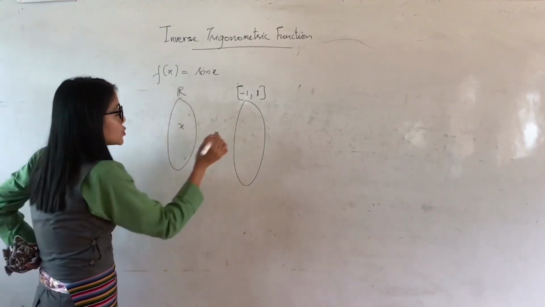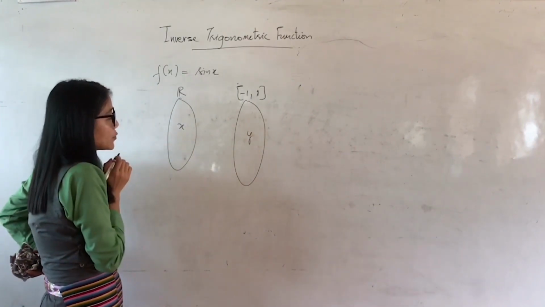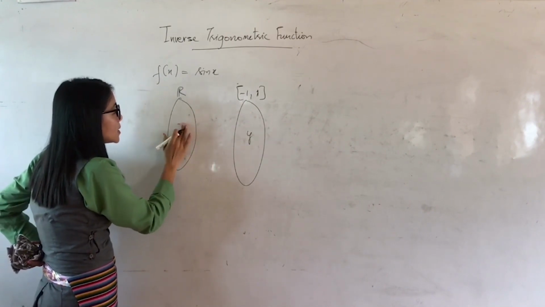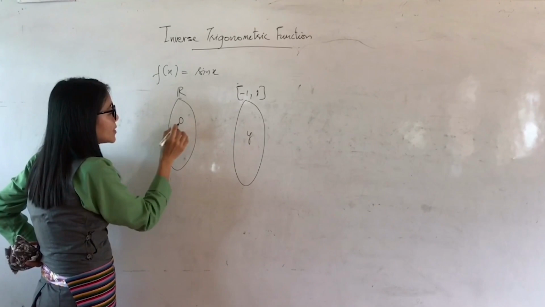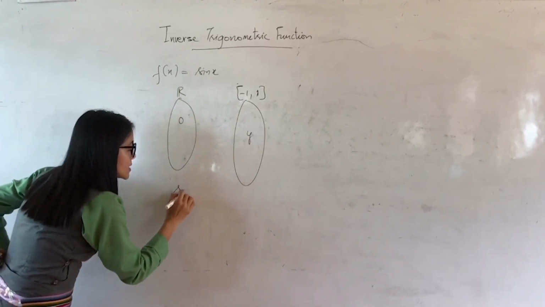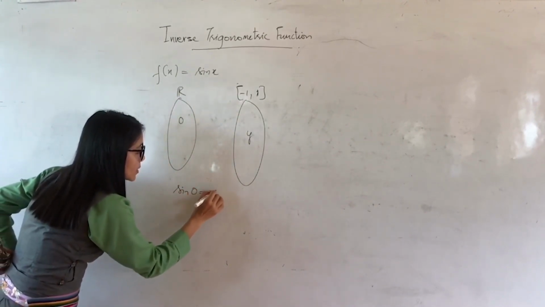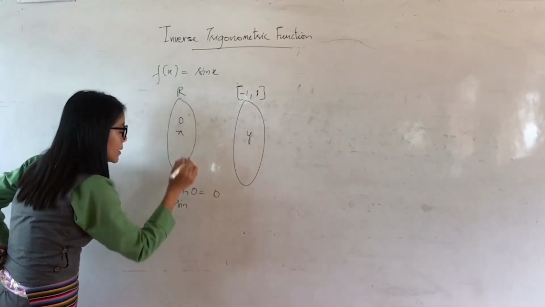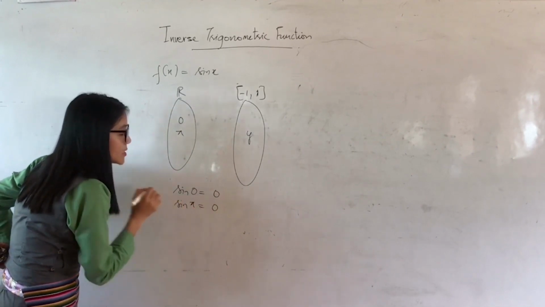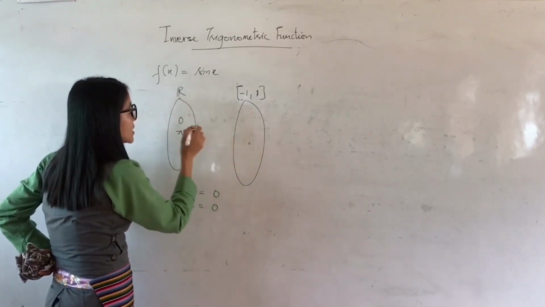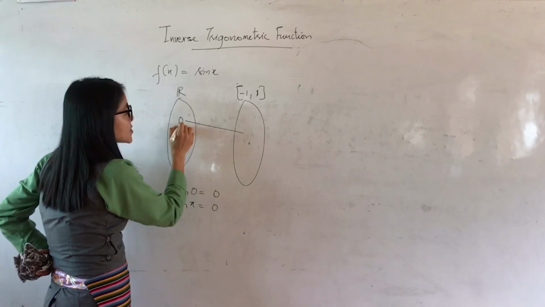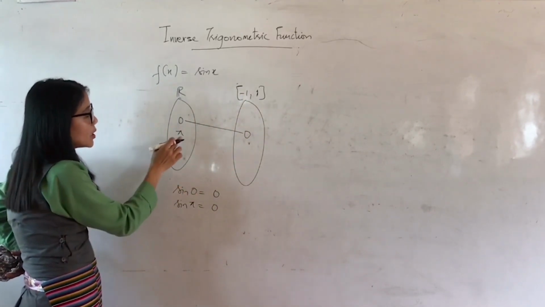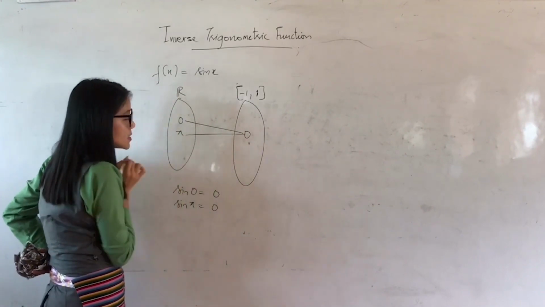Okay, so I'll get a value y over here. Now here in the real numbers, if I take 0, then what is sine of 0? I get 0, right? If I take pi, what is sine of pi? Again it is 0. So now you can see here, the image of 0 under the function sine is 0, because we know that sine of 0 is 0. Also sine of pi is 0.